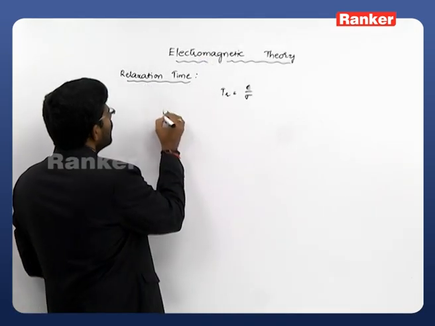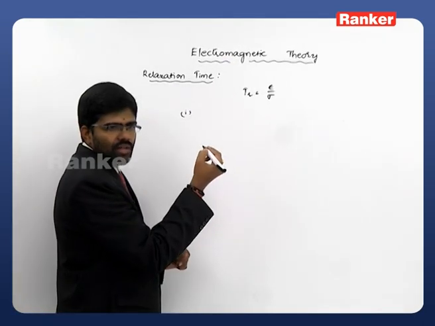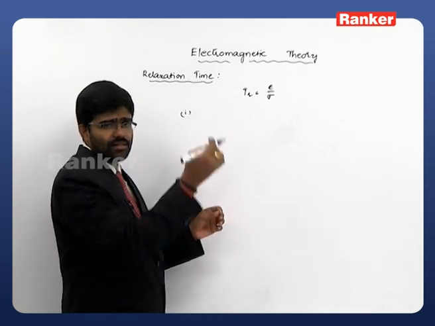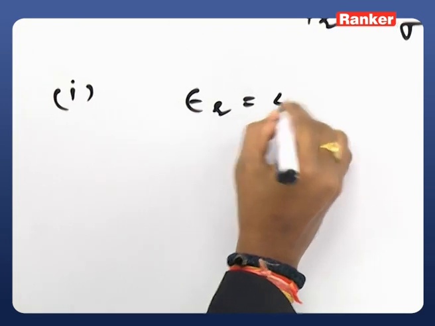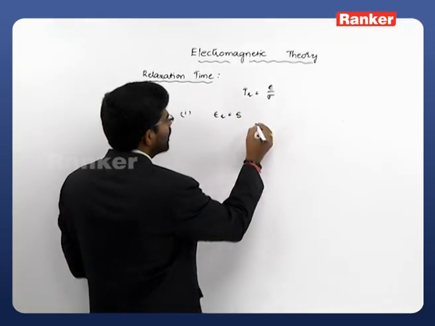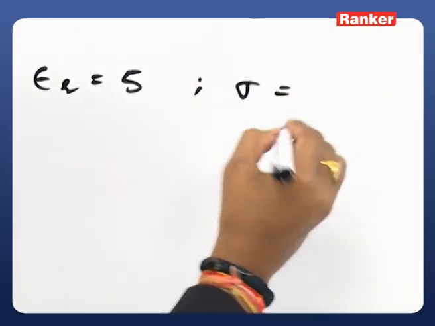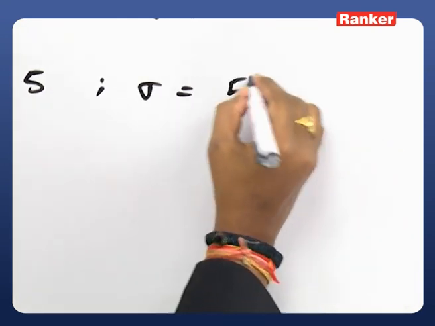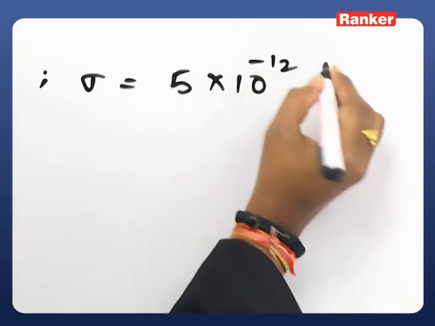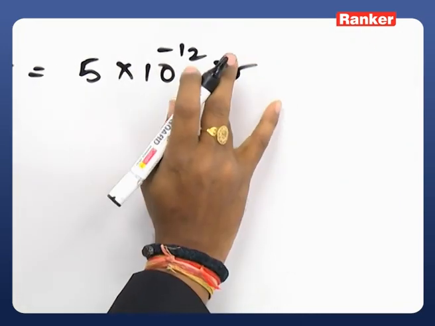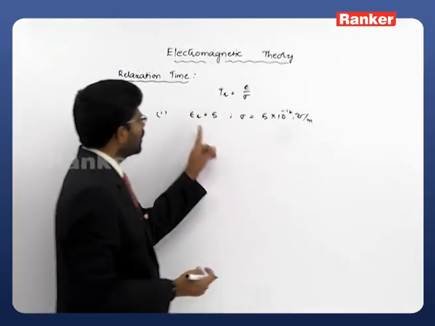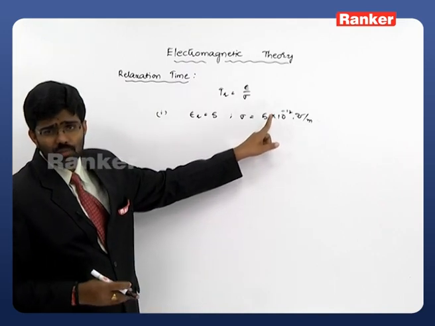For a dielectric, let us consider that we are placing a charge in a dielectric slab. Let us consider epsilon r equals 5 for that particular dielectric. Since it is a dielectric, the conductivity is very, very small. I will consider that as 5 into 10 power minus 12 mho per meter. That is the conductivity of the dielectric material. That's what I am considering.